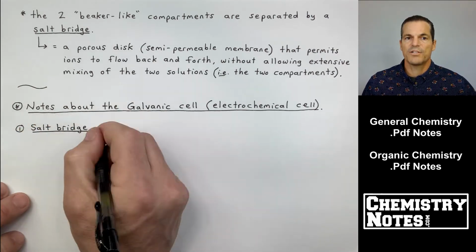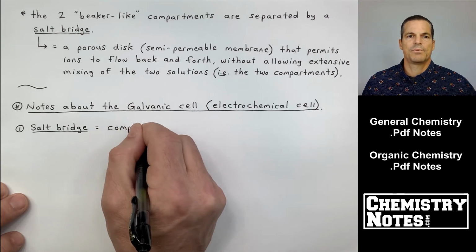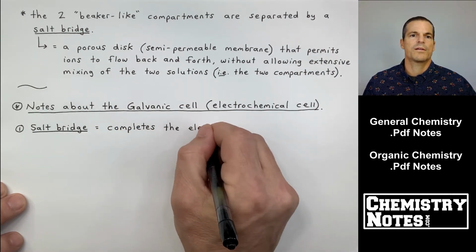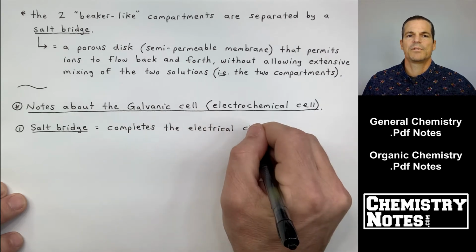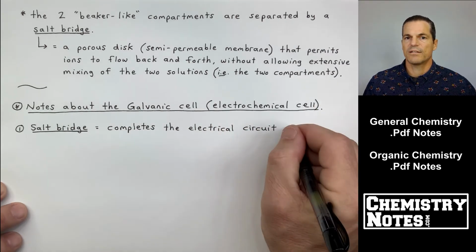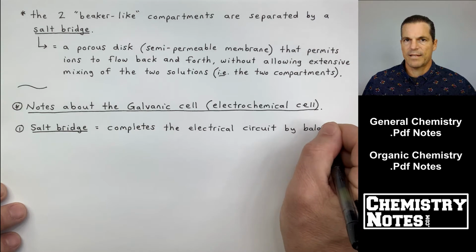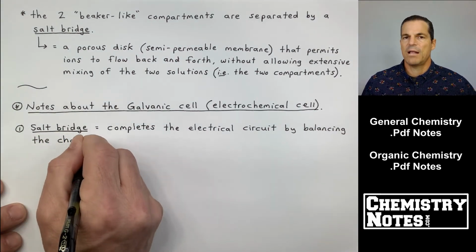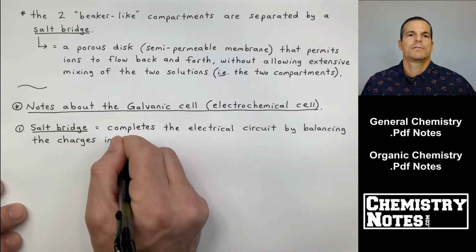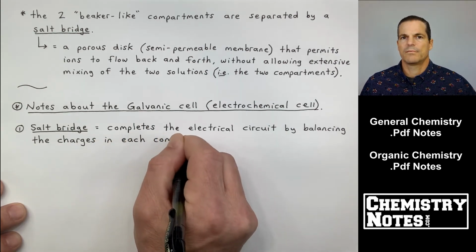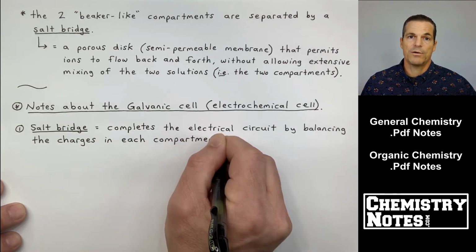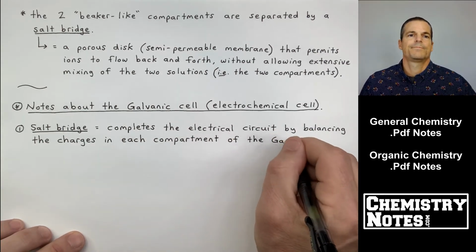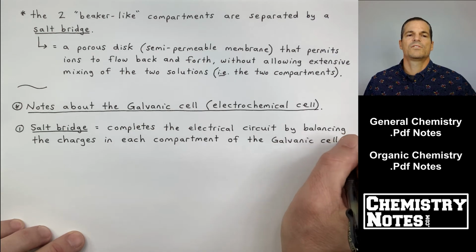Well, because I want to have a complete set of notes here with my 1, 2, and 3s, I'll just put the salt bridge in real quick. Salt bridge: it completes the electrical circuit. Okay, we don't want a dead battery, right? So the salt bridge completes the electrical circuit by balancing the charges in each compartment. Those compartments being my anode, which I draw on the left, and my cathode, which I draw on the right. All right, so that's number 1, salt bridge.